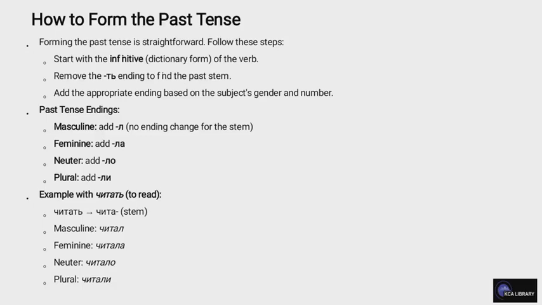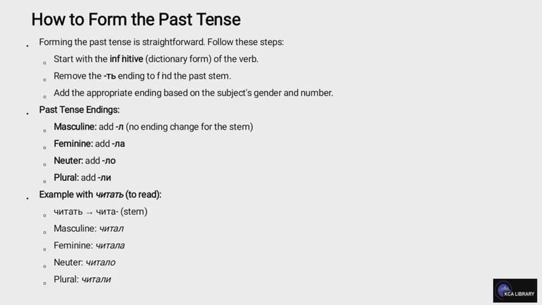How to form the past tense? Forming the past tense is straightforward. Follow these steps. Start with the infinitive, the dictionary form, of the verb. Remove the T ending to find the past stem. Add the appropriate ending based on the subject's gender and number.